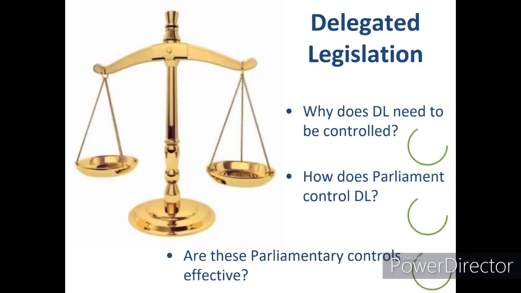So hopefully you are now able to not only explain why secondary legislation needs to be carefully controlled, but also to describe some of the key parliamentary controls there are and some of the issues that we have with these controls. The next lesson is going to be on judicial controls.